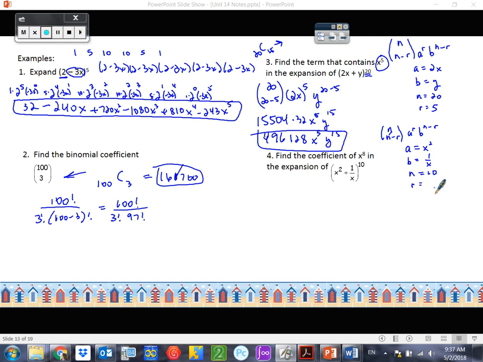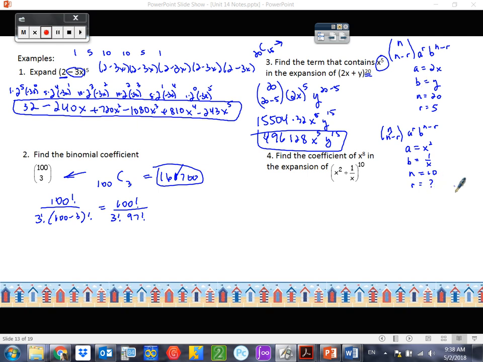Why isn't it 8? Well, because both a and b have an x in them. That just kind of muddies everything up. If a and b have x's in them, then r is not 8. So we have the task of figuring out what r is. Once we figure out what r is, our work is fairly easy. It's like this one.